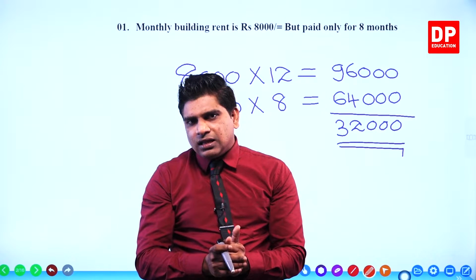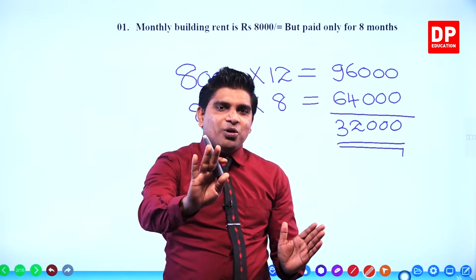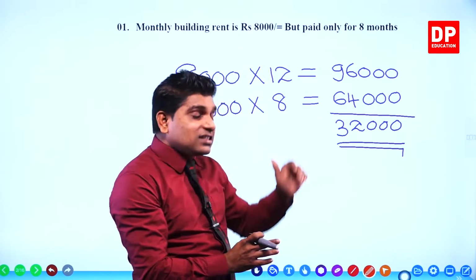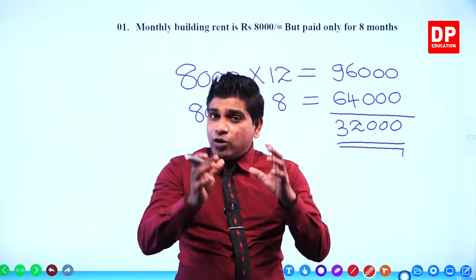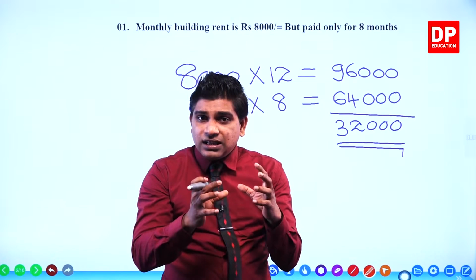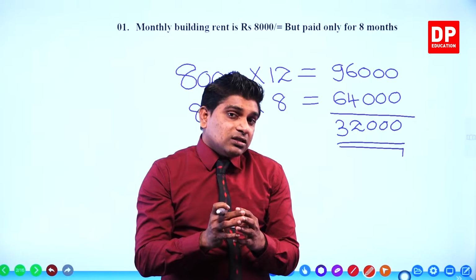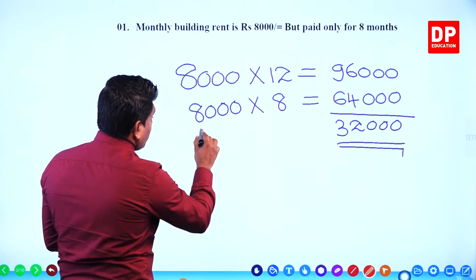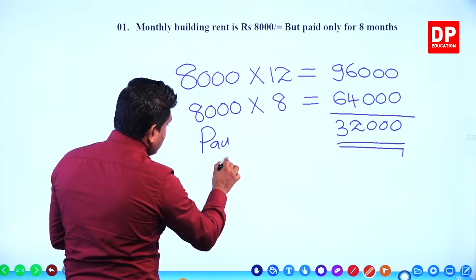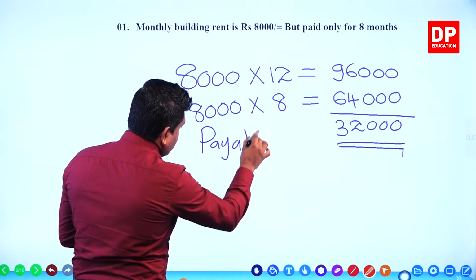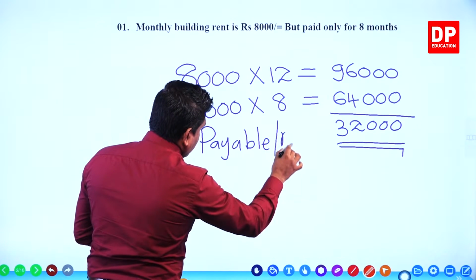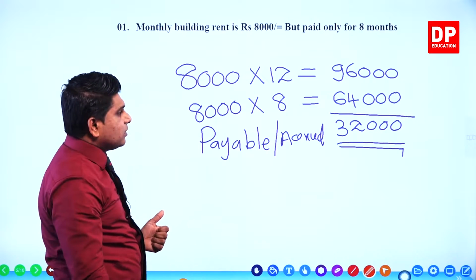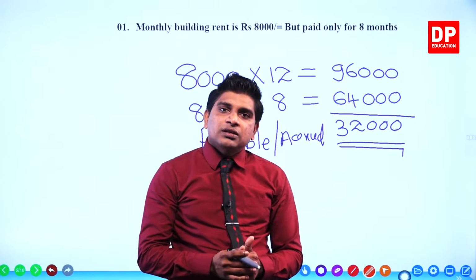But can you record only 64,000 in the profit and loss statement? No. The annual expense is the total expense for the year, 96,000. We have to record now this other 32,000 building rent payable. We call that payable, or accrued, the same thing, right?